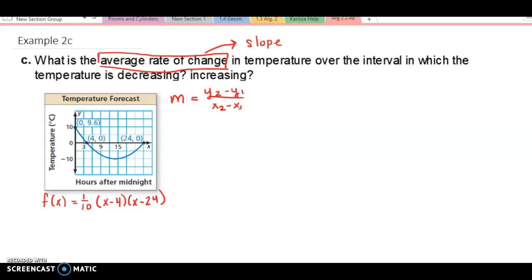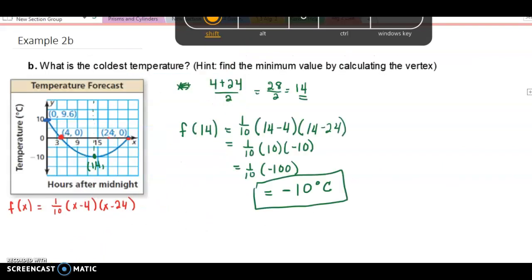Now we need to find out when this is decreasing. Let's do the decreasing first. We need to find the interval in which this is decreasing. So it's decreasing from here to here. It's decreasing from (0, 9.6) to, and that's just the vertex, and we found that vertex.